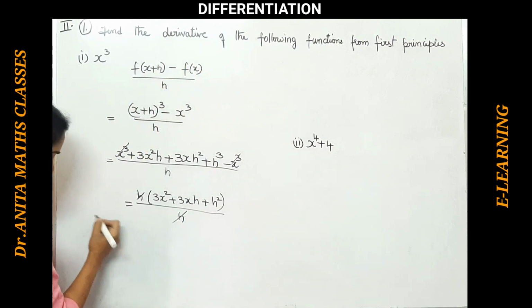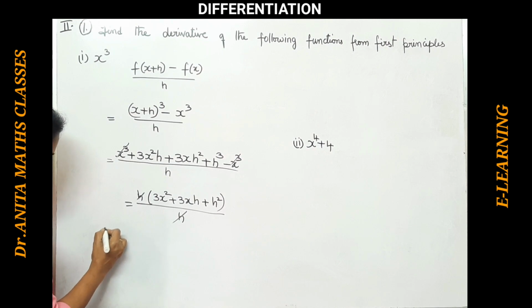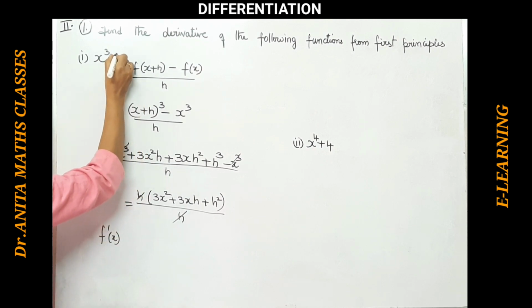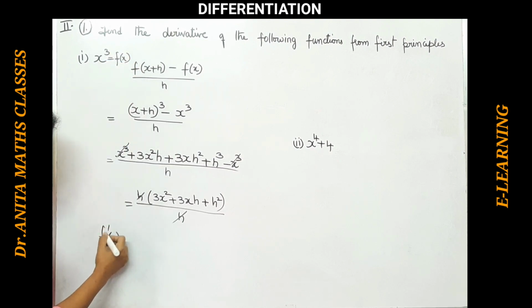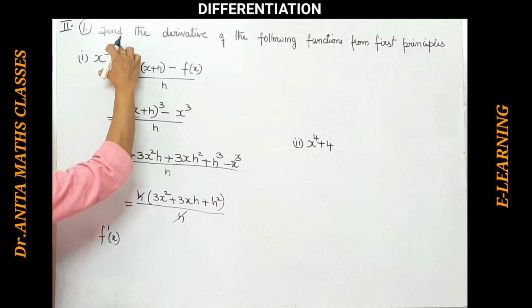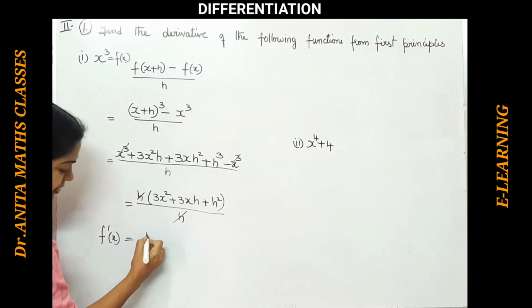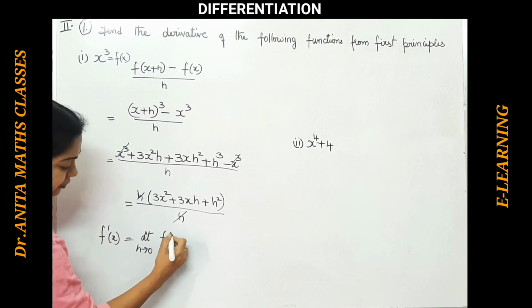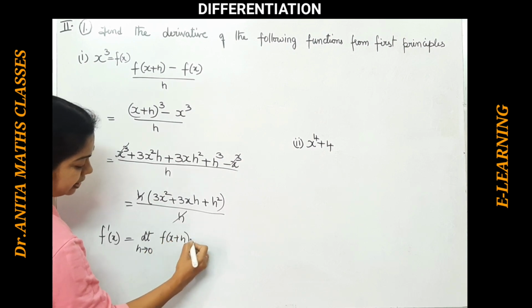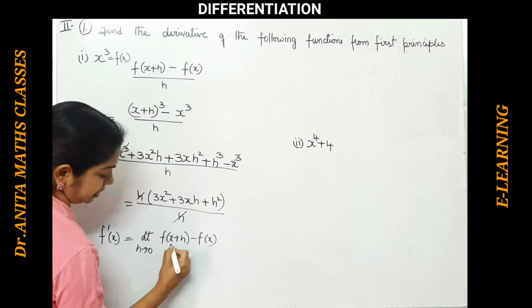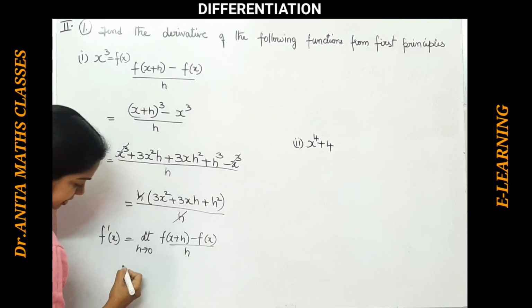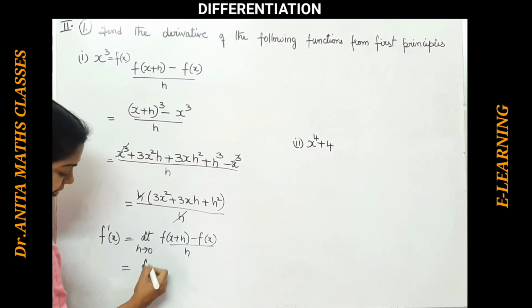But we want the first principles. Let this be f of x. So the derivative of the function using the first principle is limit h tends to 0 of f of x plus h minus f of x divided by h. Here we have to apply limit h tends to 0 for this.